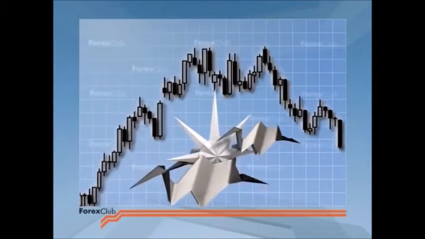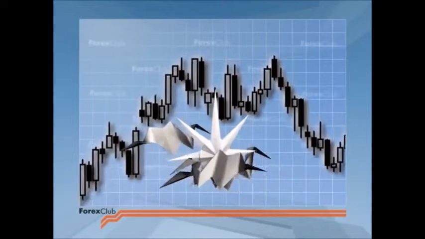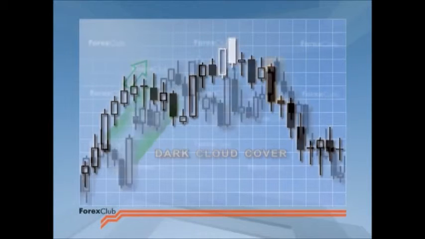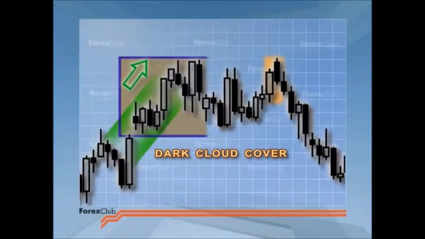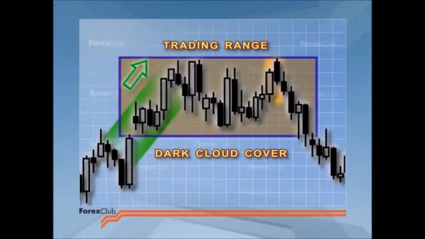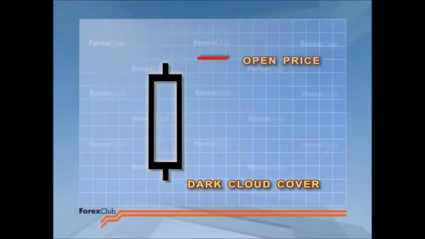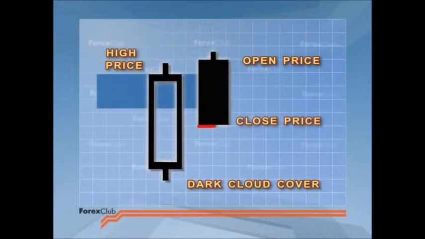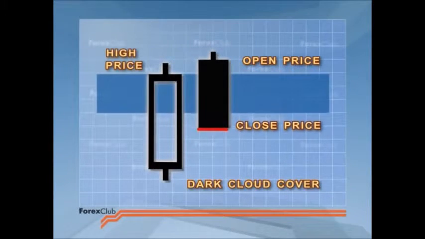Next up is dark cloud cover. It's also made up of two candles. You can find it at the end of an uptrend or near the upper channel line of a trading range. Dark cloud cover signals a bearish reversal, and here it is. The first candle has a long white body and price opens the next period at a new high. I mean, it's higher than the previous candle's high. However, price cannot maintain this momentum and closes significantly lower.